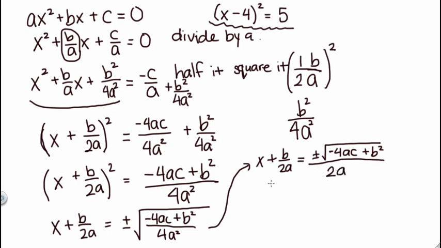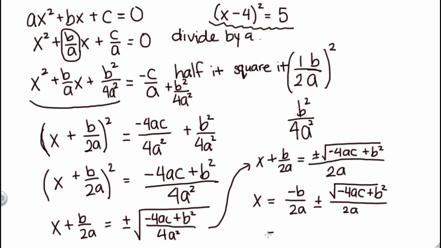And finally, if I want to solve for x, I subtract b over 2a. So I get x equals, I subtract it over, so negative b over 2a plus or minus square root of negative 4ac plus b squared all over 2a. And since the denominator is the same, I can just write it as one fraction. So I could write negative b plus or minus square root of negative 4ac plus b squared all over 2a. And this is where the quadratic equation comes from.